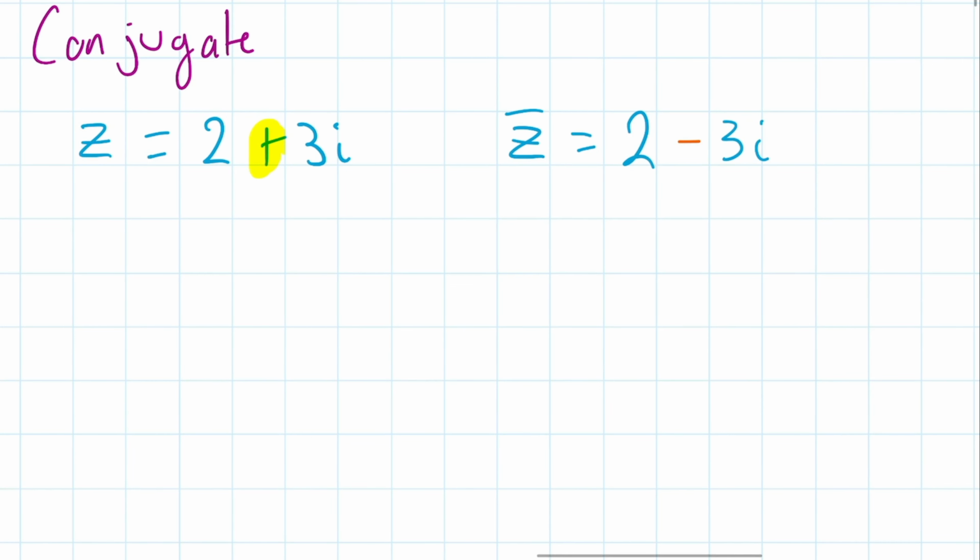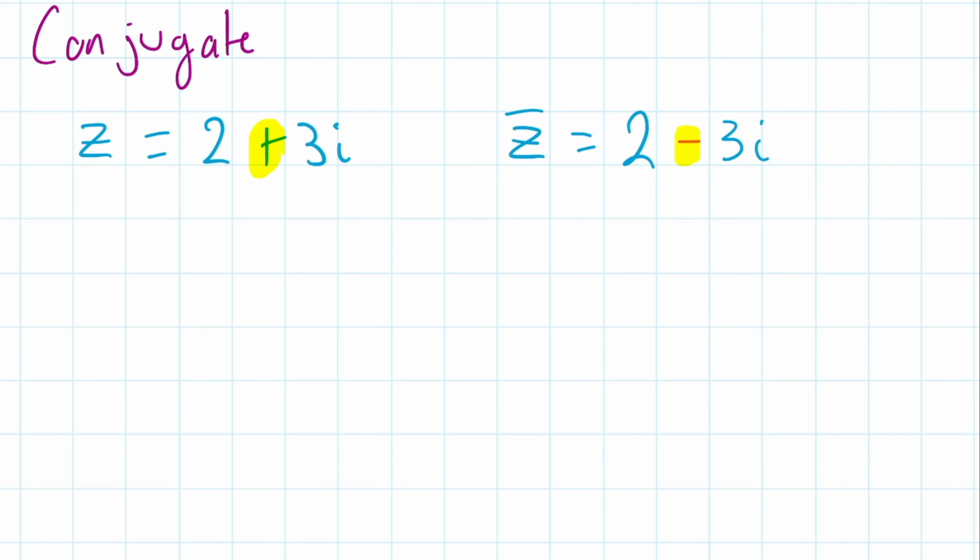So the only bit that changes with my conjugate is this little symbol in the middle. To find the conjugate of any complex number, my complex number stays exactly the same and I just swap the sign in the middle. If it was 2 plus 3i, it becomes 2 minus 3i. Let's say it was 1 minus i, it would become 1 plus i. So if it's a negative, it becomes positive. If it's a positive, it becomes negative.